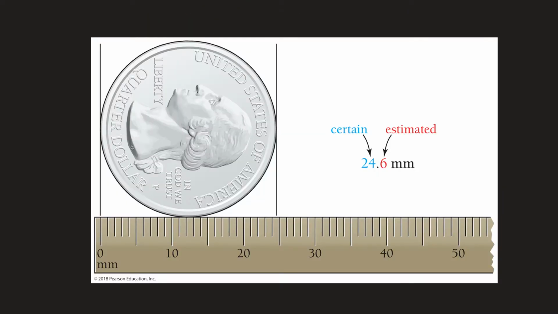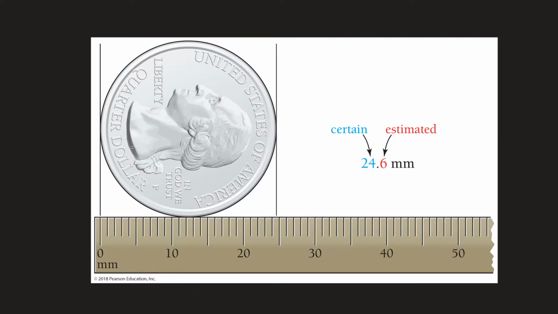Here's another example, measuring a quarter here. Each line on this ruler represents a millimeter. And so we've got the lines drawn here for each of those. And it looks like this is between 24 and 25 millimeters. And so if we all measured this quarter with the same device, we would definitely agree on the 2 and the 4, right? We're pretty certain about what's in the tens place and what's in the ones place. And we can see that it's between 24 and 25, and so we have to estimate what's in the tenths place.